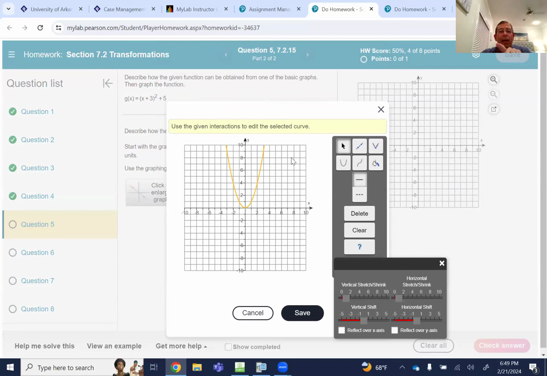So we went left 3. So that was horizontal. So the horizontal has to come over here to -3. So that moved it 3. And then y'all said, what was the other one? 5 at the end, right? So 5 would be vertical. So I'm going to go to vertical shift and move that to +5. That moved my graph up, and now I can save it.